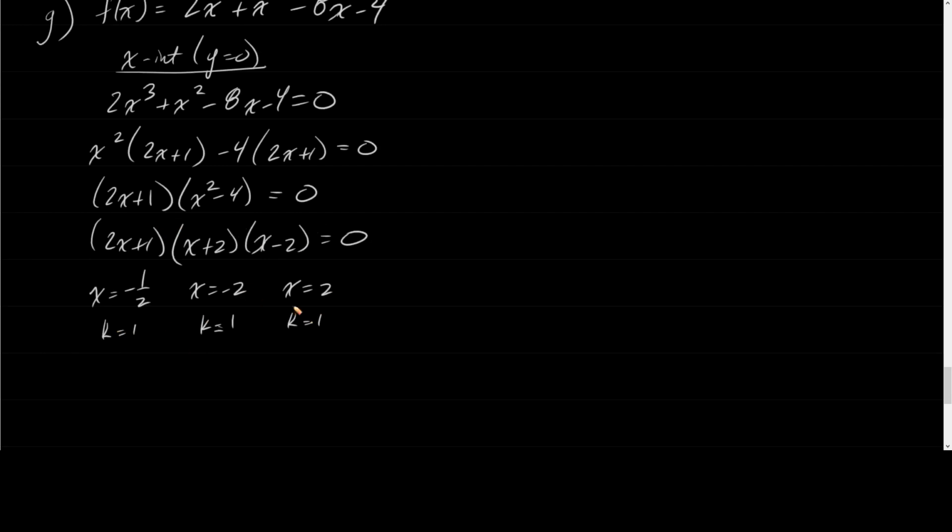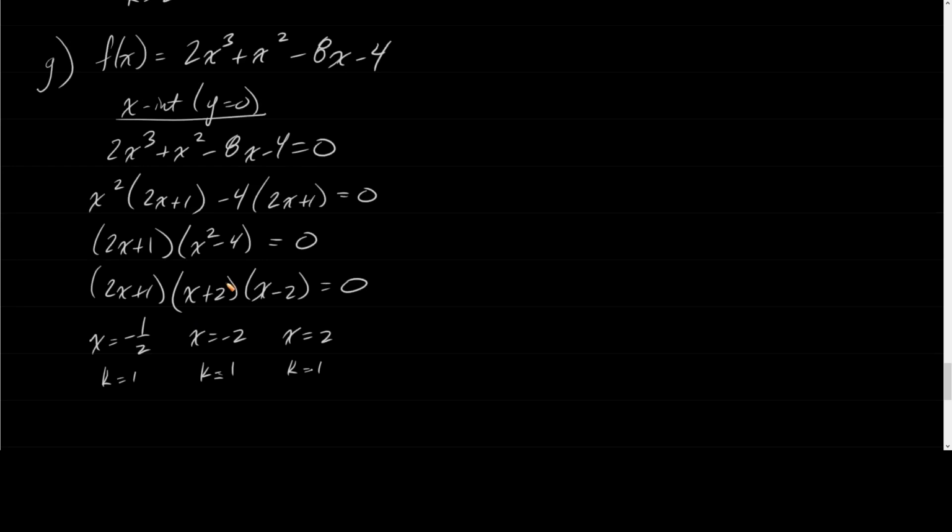So what this gives us is that the multiplicity is odd. So we're going to be crossing at each one of those points. So let's say we have at negative 2, we have something happening. At negative 1/2, we have another thing happening. And at 2, we have something else happening.